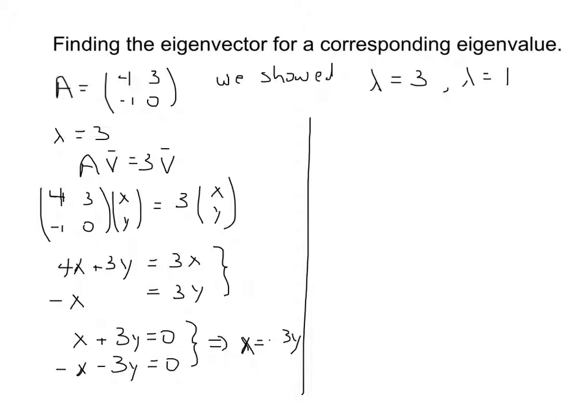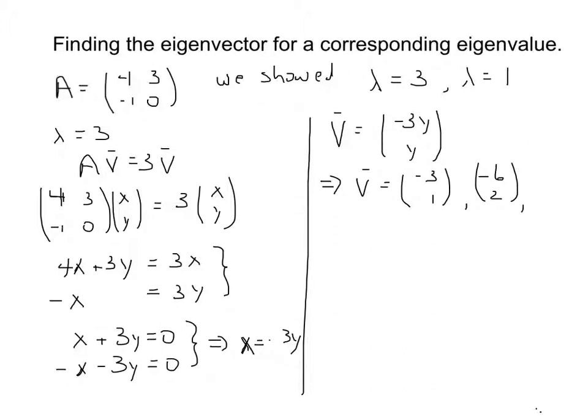So any vector v that satisfies this condition, that the x value is just minus 3 times the y value, will be an eigenvector. So if y is 1, that implies this is an eigenvector. If y is 2, I would get minus 6, 2. If y is a minus 2, I would get 6, negative 2.